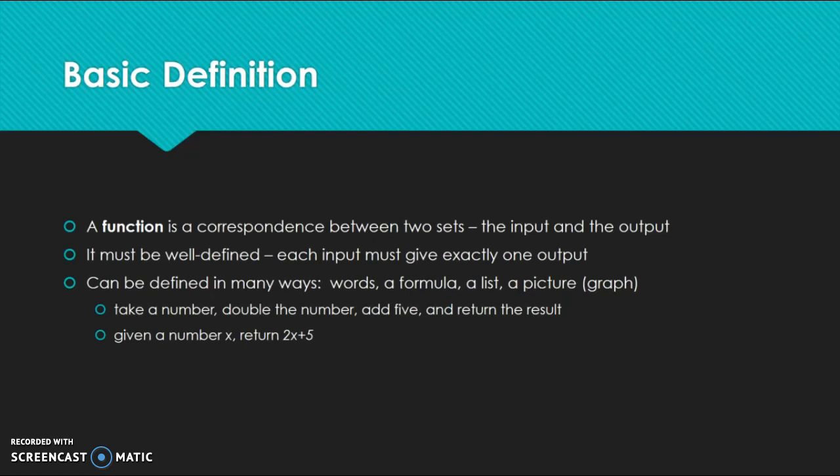In other words, if you're the function and you're given an input, you need to know exactly what to do to give back one output. We can define functions in a lot of different ways: words, formulas, lists of inputs and outputs, and graphs and pictures. A few examples. If you take a number, double the number, add 5, and then return the result, you get a function. A more abstract way of describing the same function is if you're given an arbitrary number x that's unknown, you can return 2x plus 5, or twice the number, and then add 5.